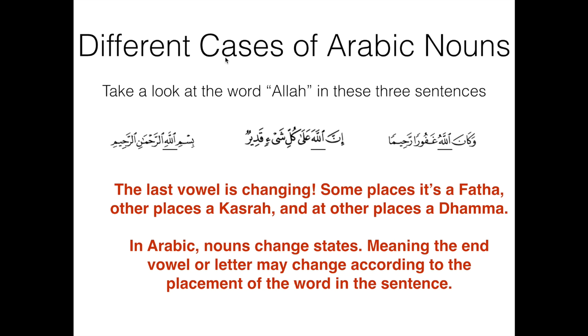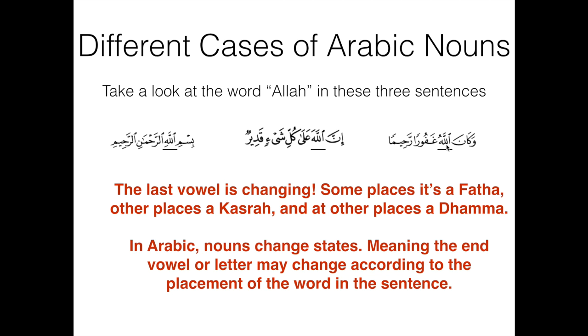So in Arabic there are different cases of the Arabic noun. According to the placement of the noun in the sentence, the last vowel or letter changes. Let's take a look at the word Allah. We have 3 sentences. وَكَانَ اللَّهُ غَفُورًا رَحِيمًا، إِنَّ اللَّهَ عَلَى كُلِّ شَيْءٍ قَدِيرٌ، بِسْمِ اللَّهِ الرَّحْمَنِ الرَّحِيمِ.